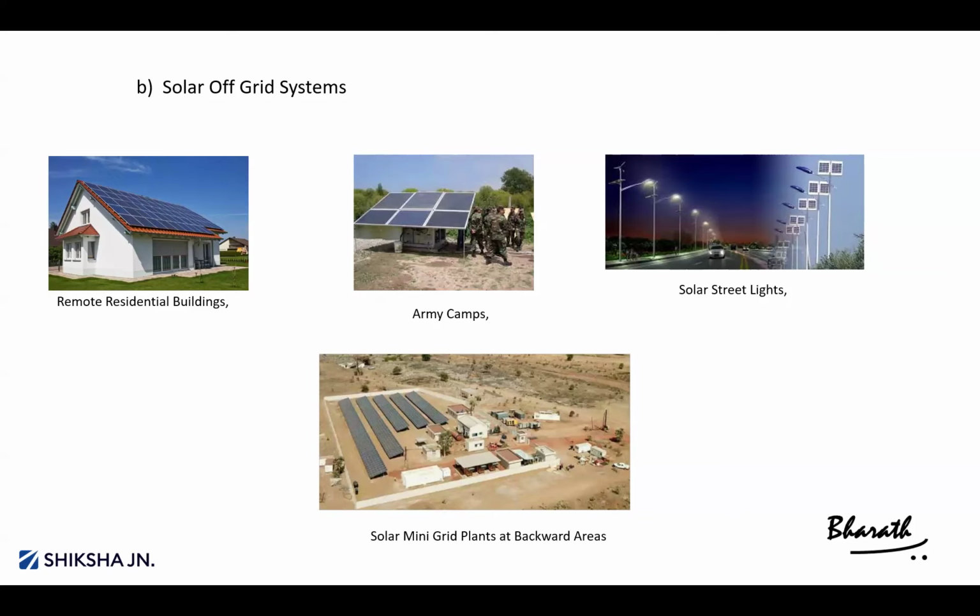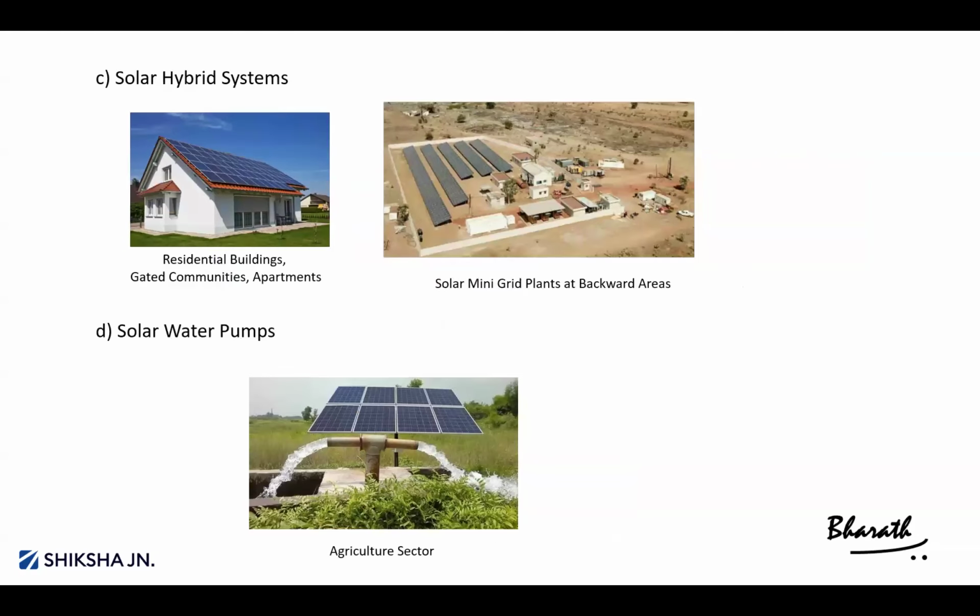Army camps, solar street lights, solar mini grid plants at backward areas. So these areas, these off-grid systems are recommendable. And hybrid systems, both we can set up in rural and urban areas, residential buildings, gated communities, apartments, mini grid plants, and agriculture. These two areas.